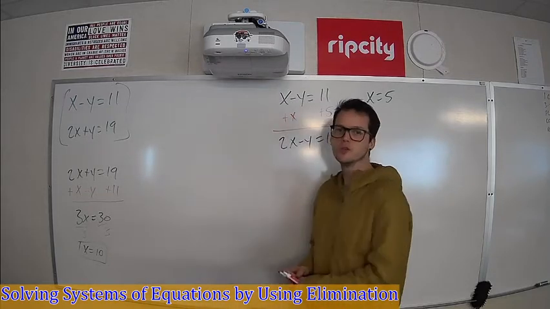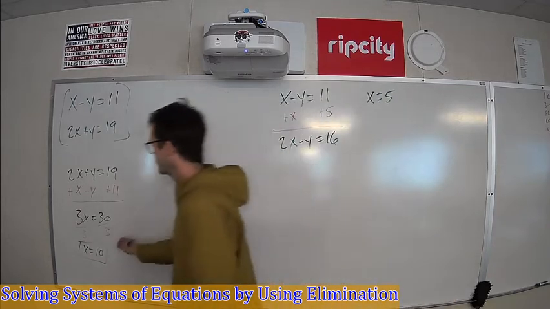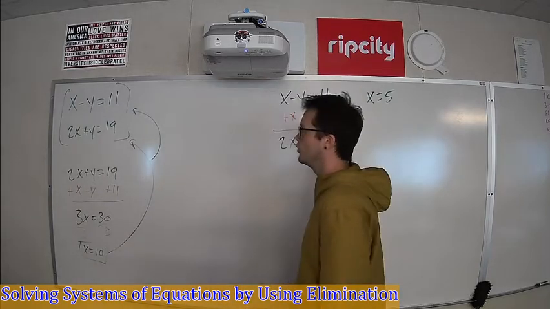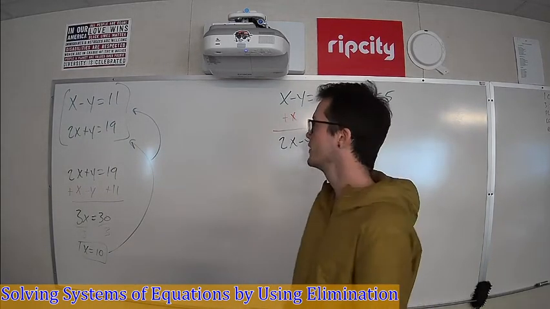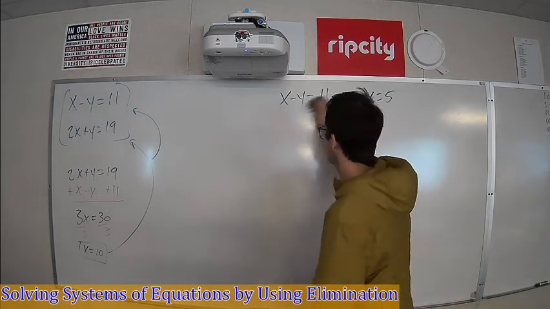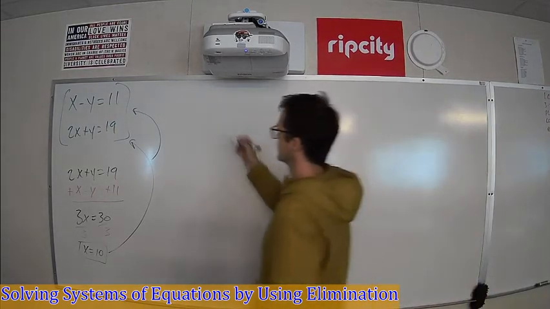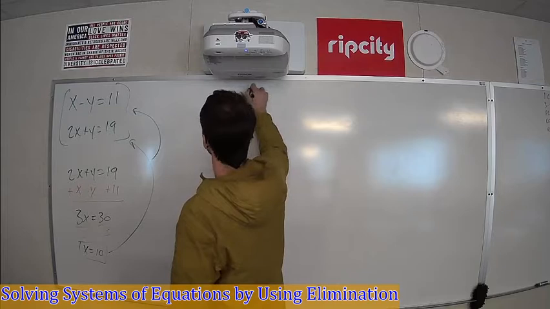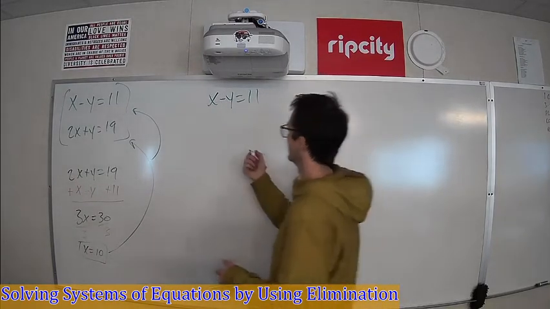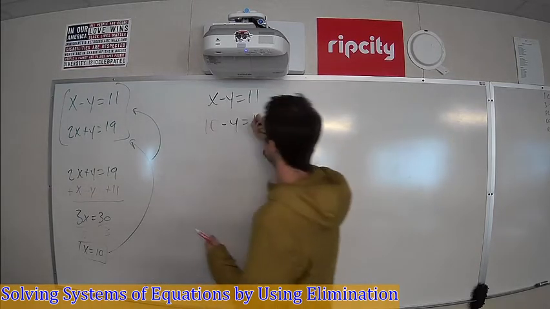Now, just like substitution, we're going to take that x equals 10 and plug it back into either of these 2 equations. We get to pick the top one or the bottom one. It really doesn't matter which one you go with. I'm going to go with the top one, not because it's any better, but because it looks easier to work with. So I'll take our top equation, x minus y equals 11, and sub in x equals 10. So I'm going to say 10 minus y equals 11.